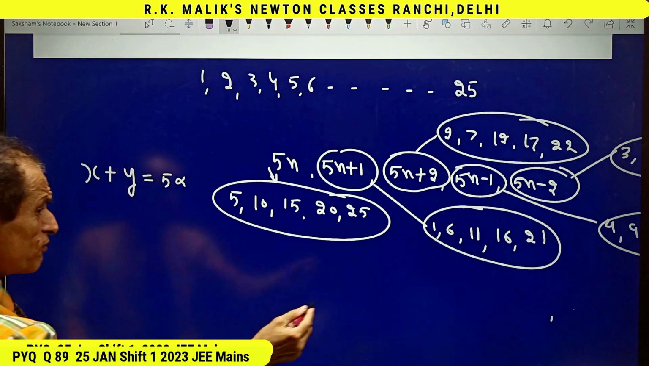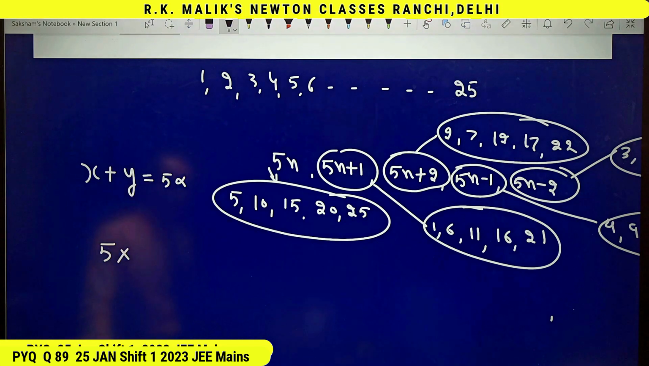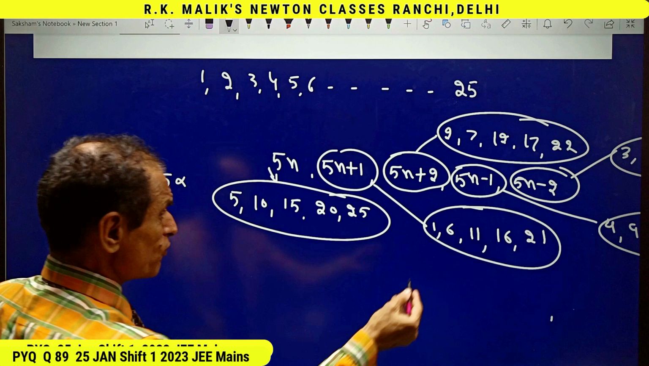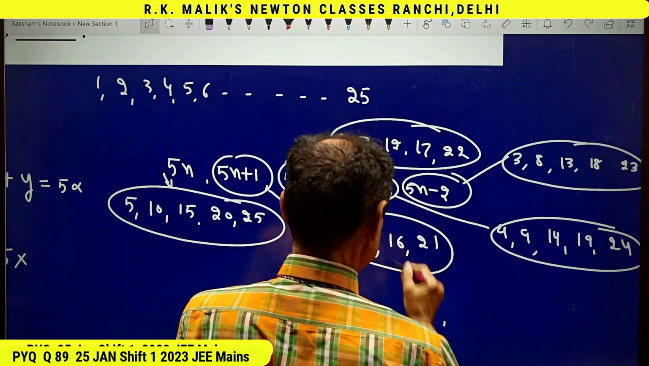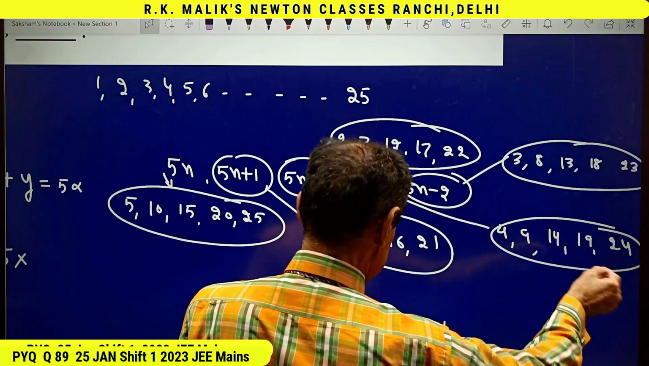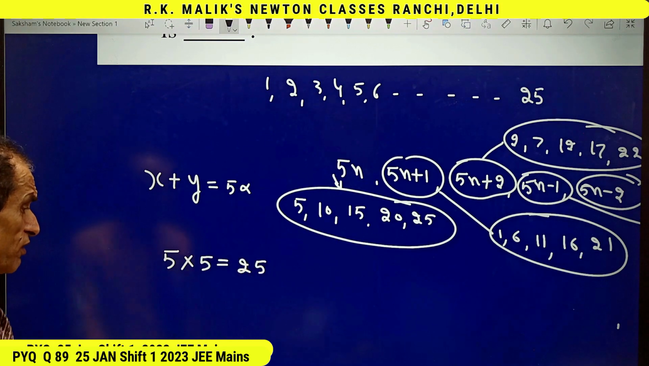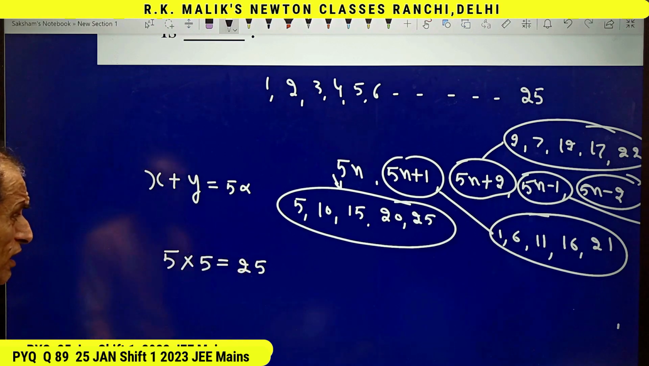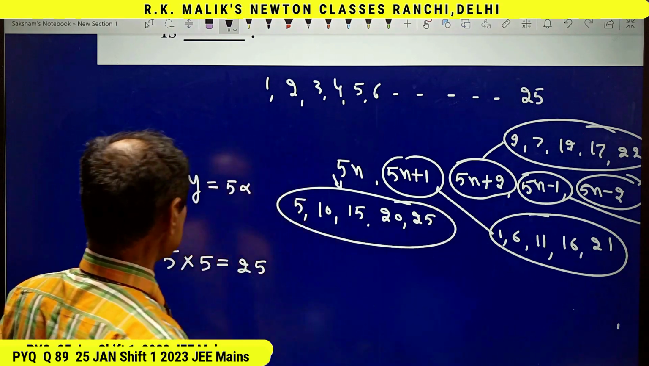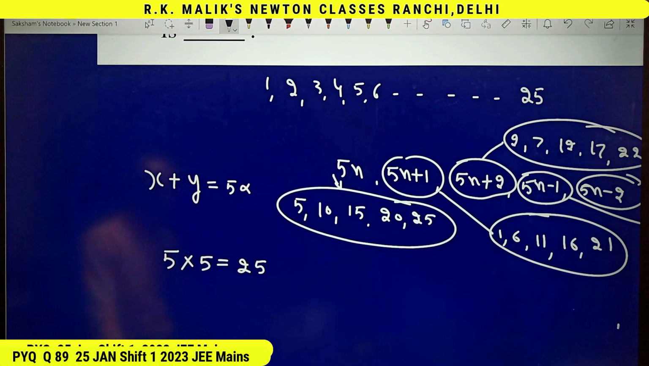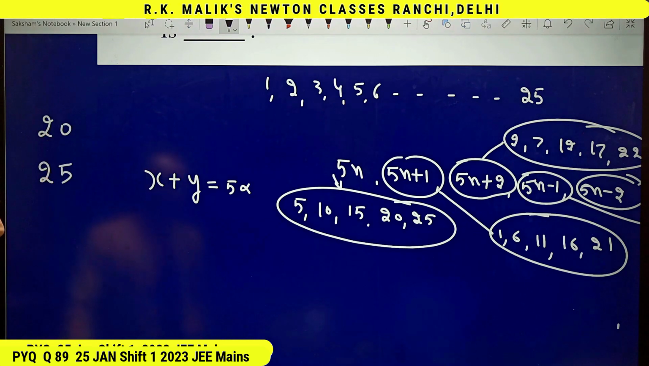That is, x can have one of these values. That is, x can be chosen in 5 ways. And y should be of the form 5n minus 1. And again, 5 numbers are there of this form. Y can have the value one of these. That is, y can be chosen in 5 ways. That is 25. In 25 cases, there is no any case in which x and y are equal, because x and y are belonging to two different categories. That is, you have got 20 cases plus 25 cases.